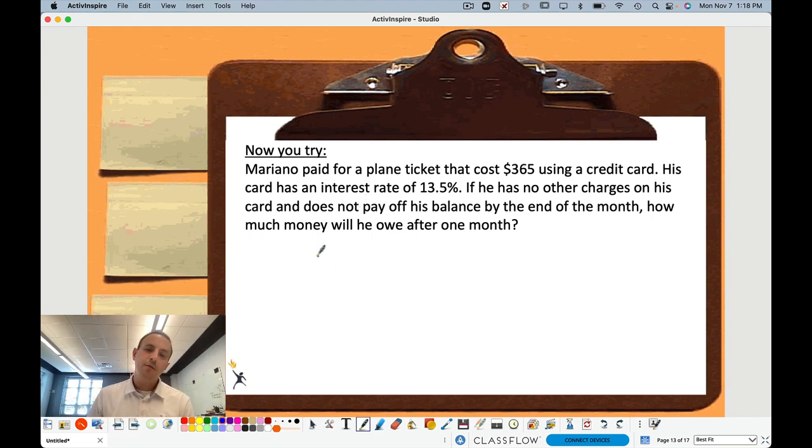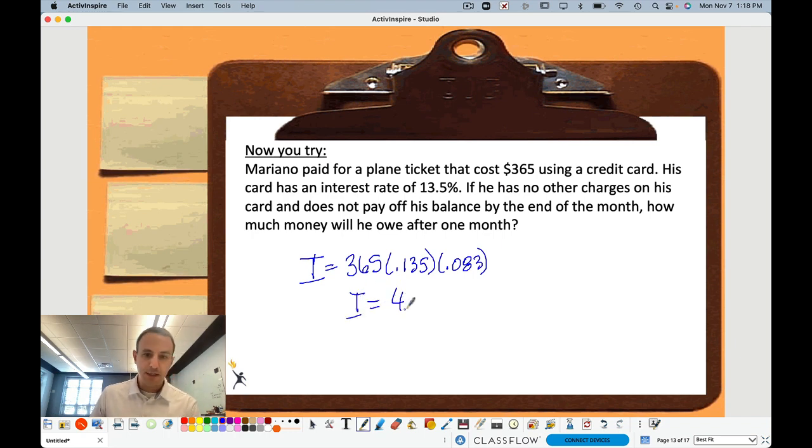So again, come back to our interest formula. Principal is $365 times our interest rate times the same number we used before, 0.083, which is 1/12 as a fraction or as a decimal. Type that in. In addition to that, his interest on just 1 month is going to be $4.09.